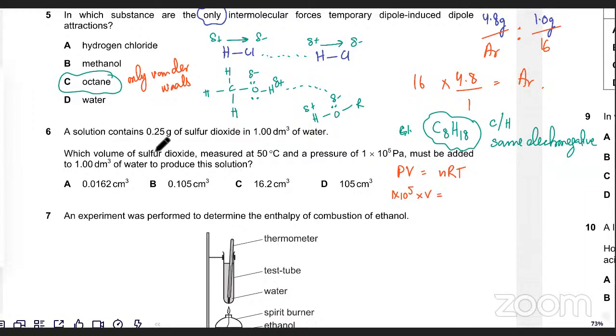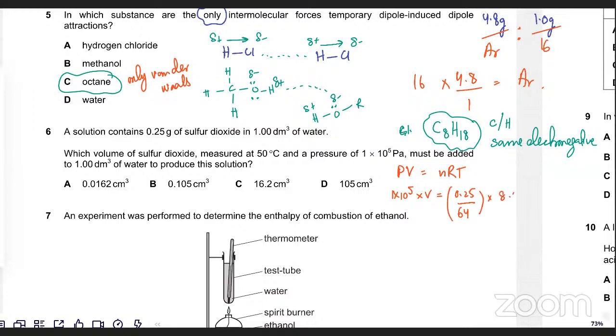Remember, in PV equals nRT, you have to be careful that pressure always has to be taken in pascals. The volume that you're going to get is in meter cube. n is moles. You can find the moles because he's talking about 1 dm cube of water containing 0.25 grams of sulfur dioxide. So you can convert that into moles: mass divided by the Mr. Sulfur dioxide would probably be 64, I think. Sulfur is 32, oxygen is 16 plus 16, so you get the moles.